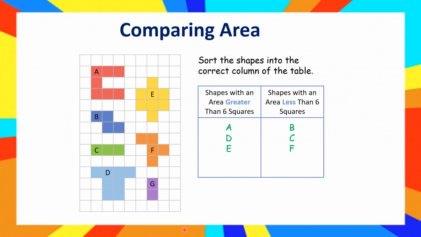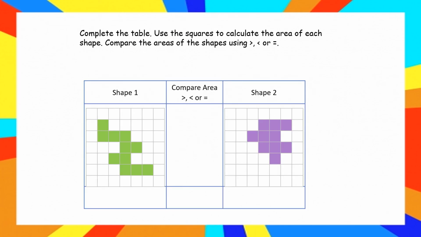So we have A, D, E have squares greater than 6, and B, C, F, G have squares less than 6. If you got this correctly, give yourself a thumbs up. Well done. Now complete the table. Use the squares to calculate the area of each shape. Compare the areas of the shapes using greater than, less than, or equal to.